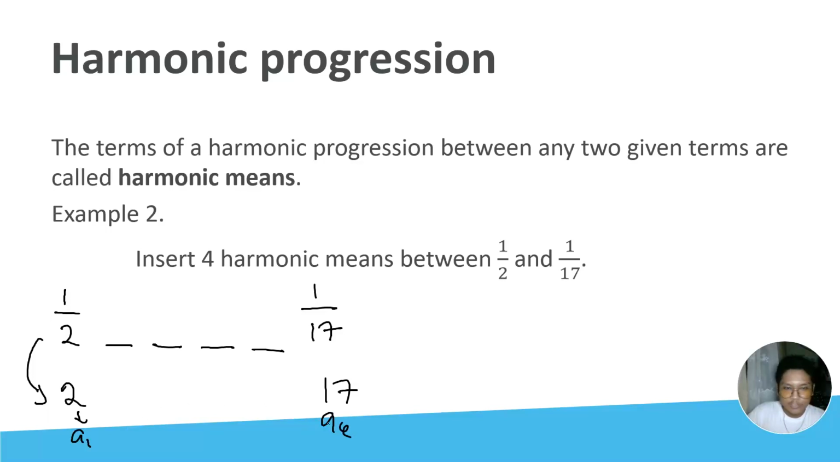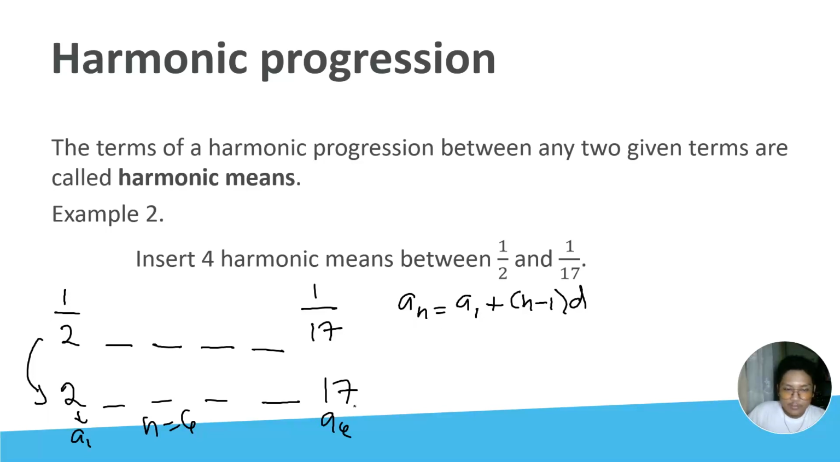So, base sa given natin, may A sub 1 tayo, may A sub 6, common difference unknown, but n natin is 6. So, yan ang mga given natin. So, kung naka-arithmetic progression to, apply na natin yung solutions sa arithmetic progression where the nth term is equals to the first term plus n minus 1 times the common difference. Using this formula, we're able to determine the common difference.